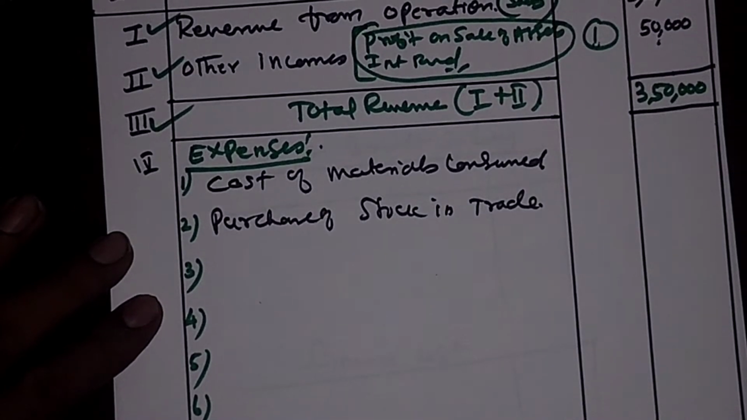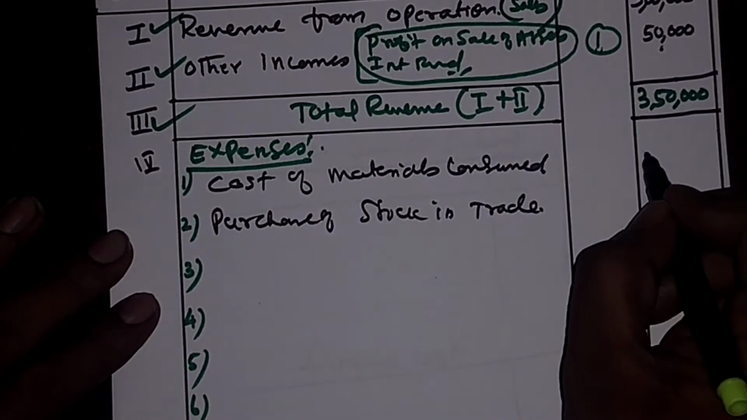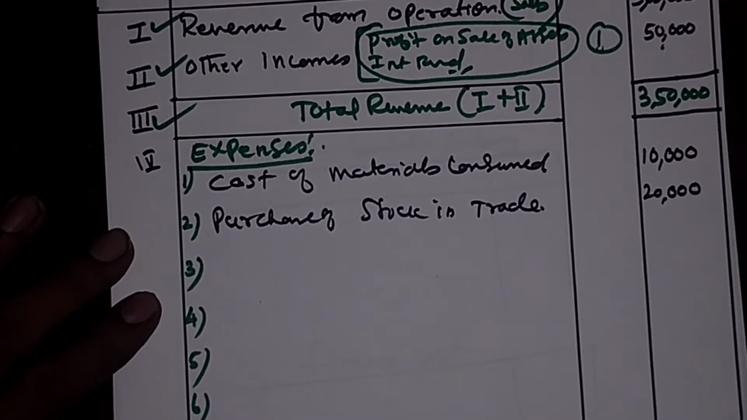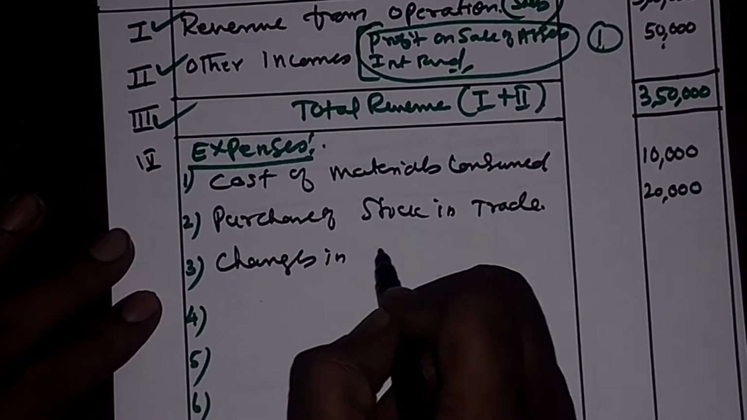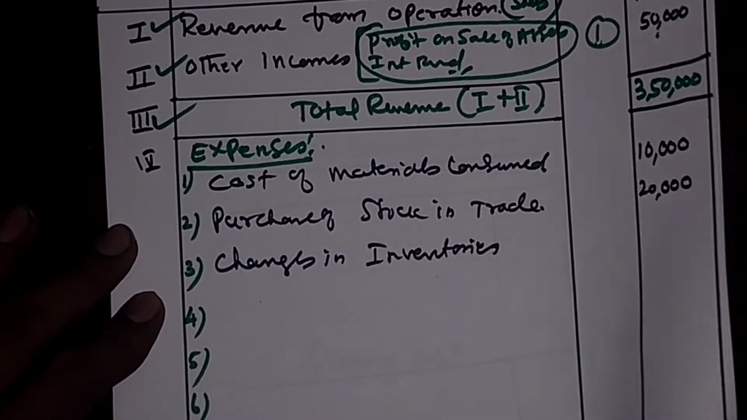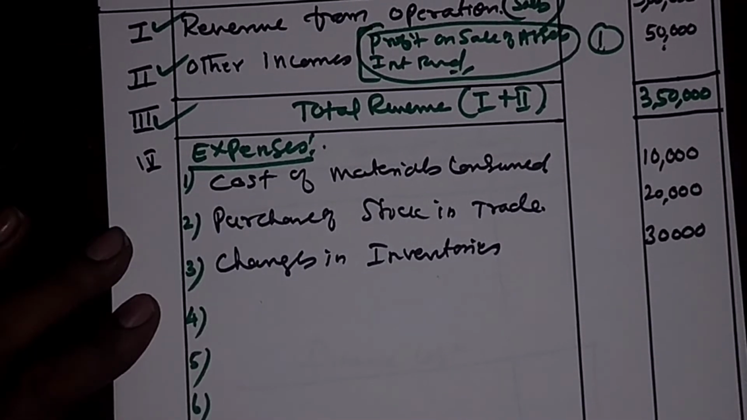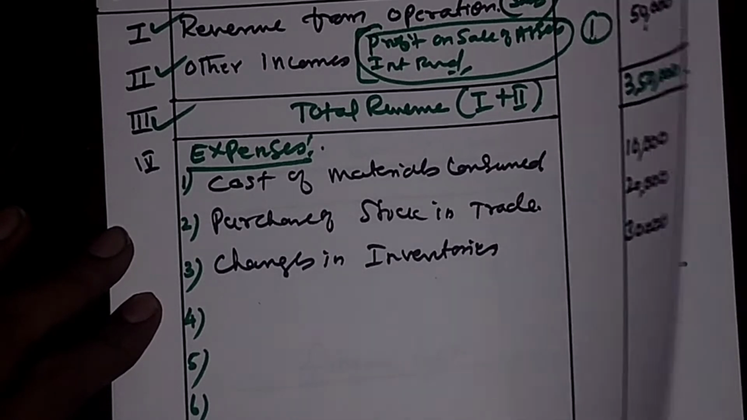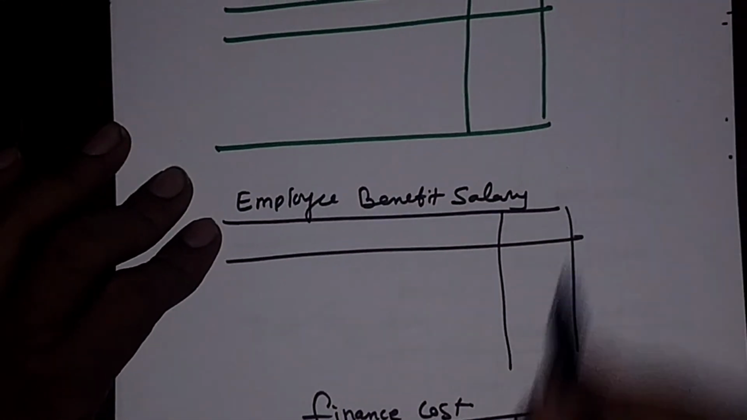We cannot expect in a problem that all the entries will be given. Very few entries will be given. Or else, let me take for understanding purpose 10,000, 20,000. Third one is changes in inventories. Let me show how that note will appear. For example, I'll write here 30,000. How has this 30,000 arrived? Let me show it in the working note. Please see here. Changes in inventories. For example, I'll take it as note number 2.